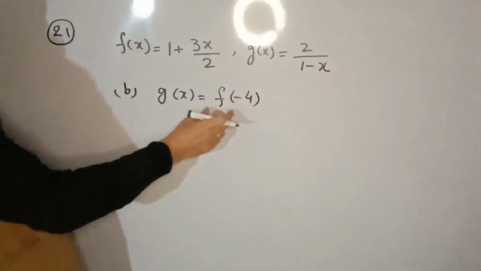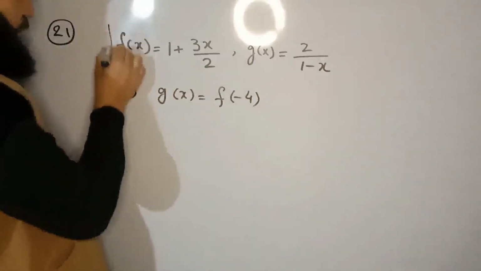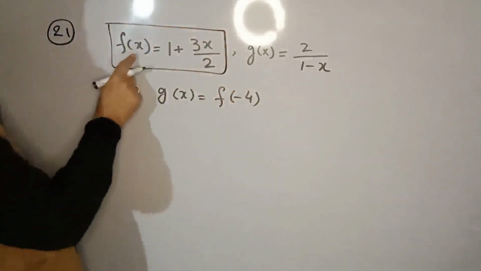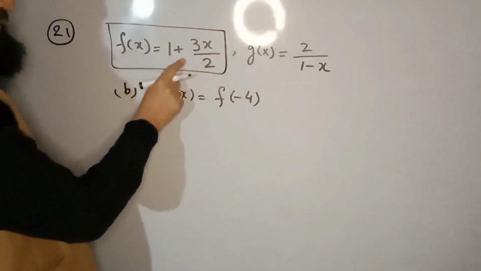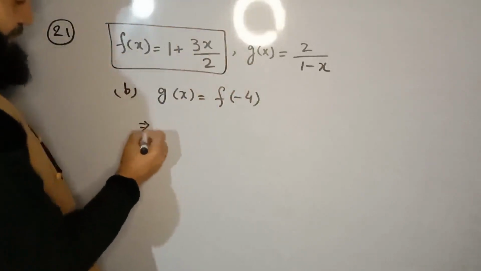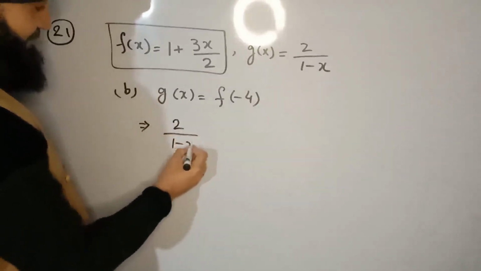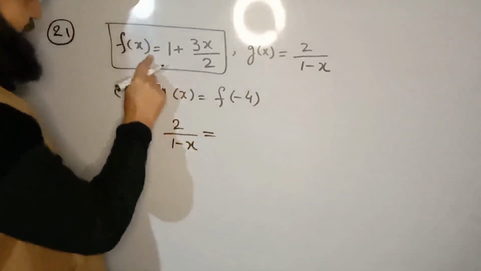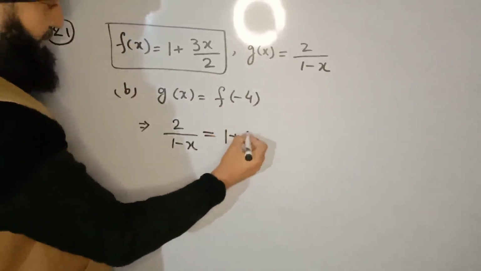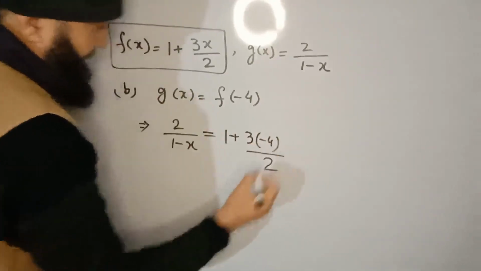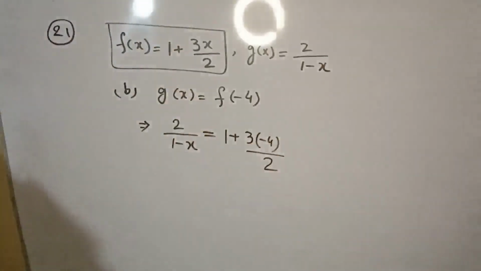F of minus 4 is what? F of minus 4 is the value of this function at x equal to minus 4. So we'll put x equal to minus 4 here. This will be f of minus 4. So what is g of x? G of x is 2 over 1 minus x, equal to f of minus 4, which is 1 plus 3 into x, that is minus 4, divided by 2. That's it. Now we have a simple linear equation, and we have to solve it.